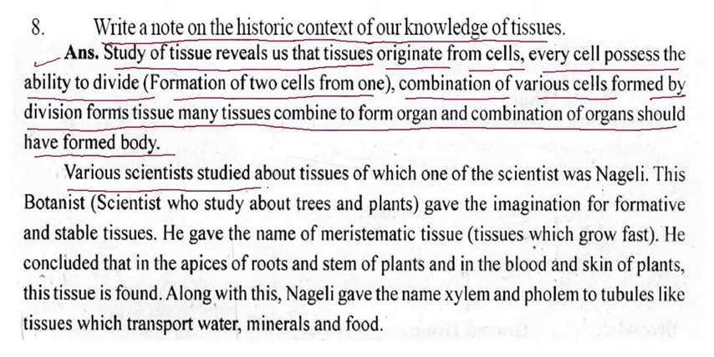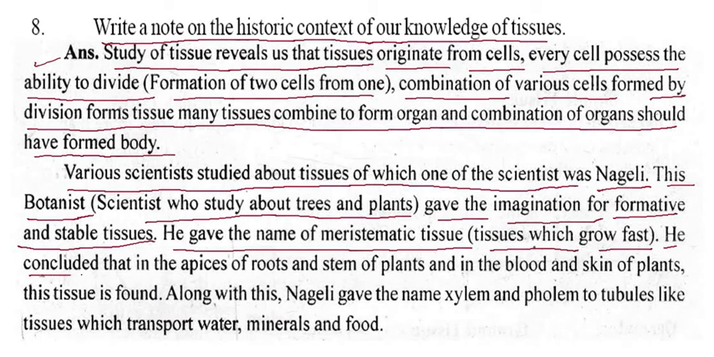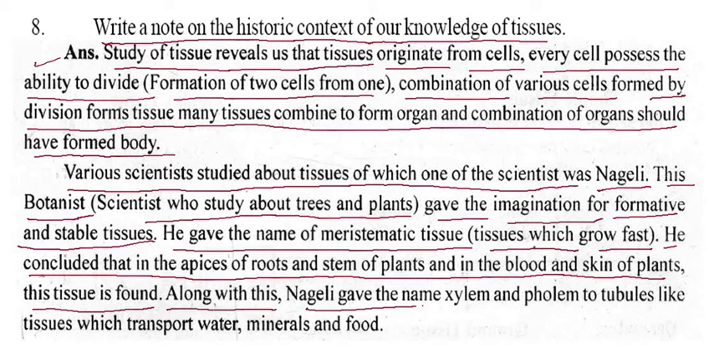Various scientists studied tissues, of which one was Nageli. This botanist, who studied trees and plants, gave the idea of formative and stable tissue. He gave the name meristematic tissue to tissue which grows fast. He concluded that it is found at the apex of the roots and the stem of plants. Along with this, Nageli gave the names xylem and phloem to tubule-like tissues which transport water, minerals and food.